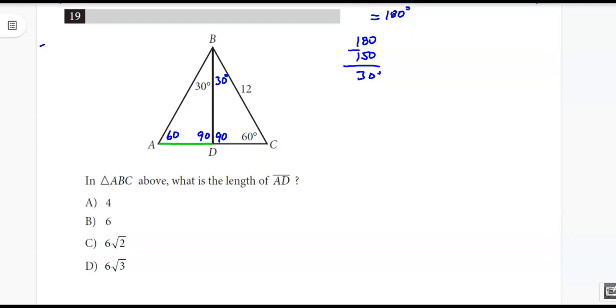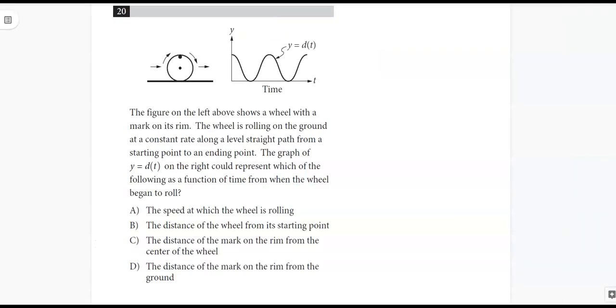Well, right now I noticed that this angle is 60, this angle is 60, and this top angle, when I add those two 30s up, is 60. So whenever you have three angles that are 60 degrees, that means this is an equilateral triangle. All three angles are equal, so all three sides must be equal. And since that green side there, AD, is exactly halfway, it looks like the correct answer here is going to be 6.